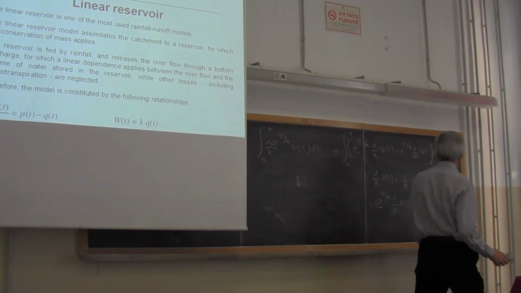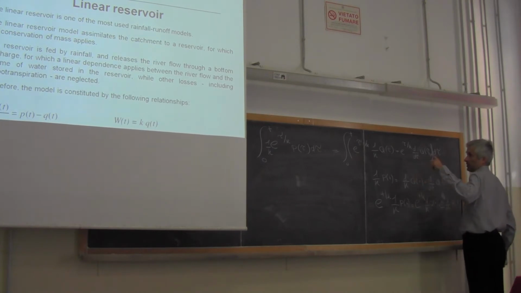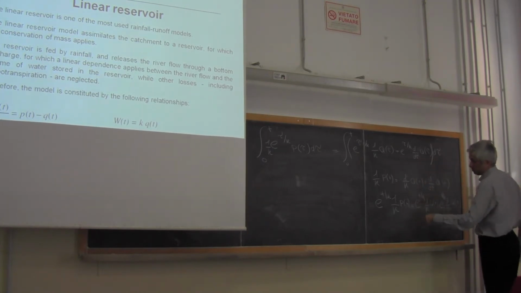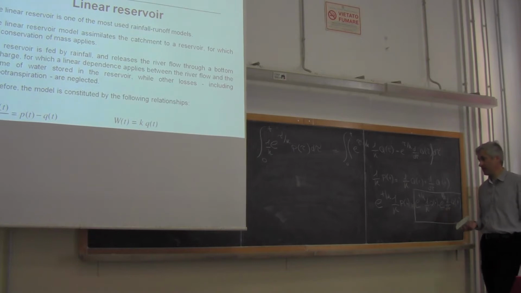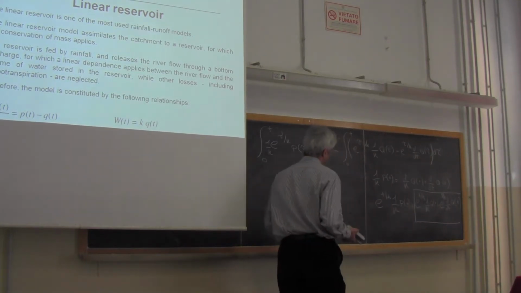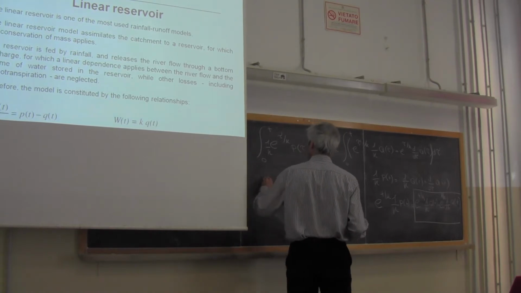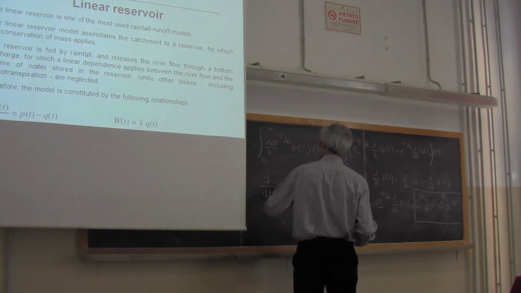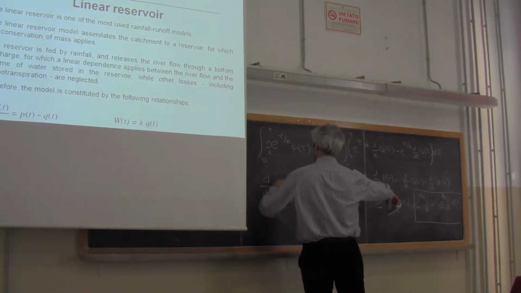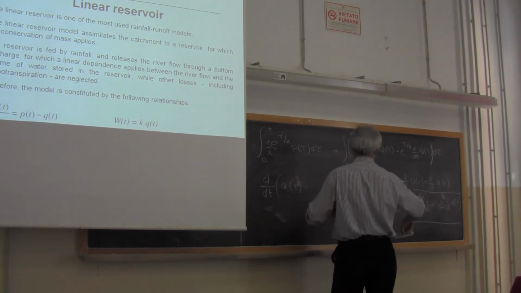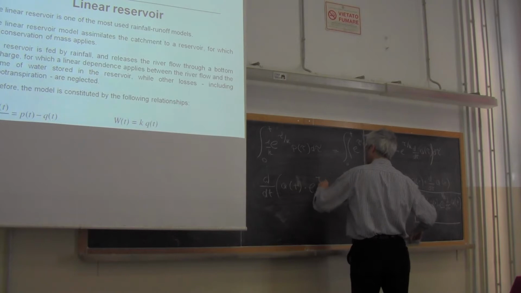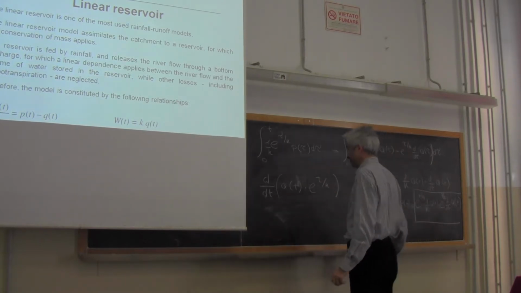Now let's look back at the right-hand side of this equation. What is this? This is the derivative dQ dt of Q t times e to the power of t over k. Is this true?